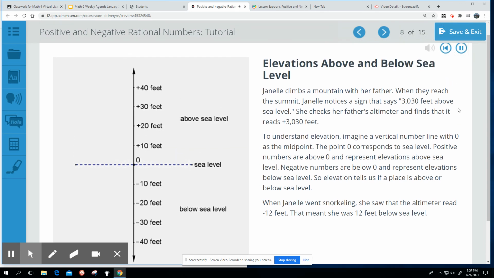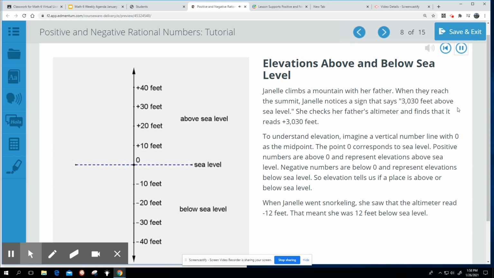Elevations above and below sea level. Janelle climbs a mountain with her father. When they reach the summit, Janelle notices a sign that says 3,030 feet above sea level. She checks her father's altimeter and finds that it reads positive 3,030 feet.